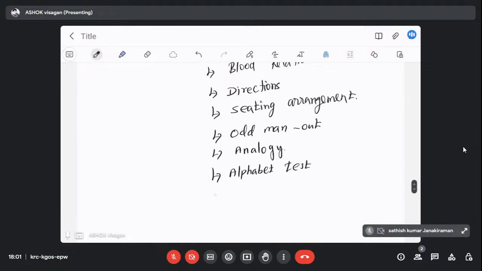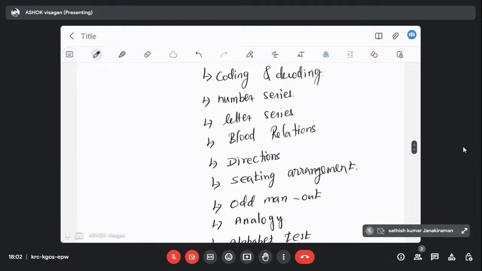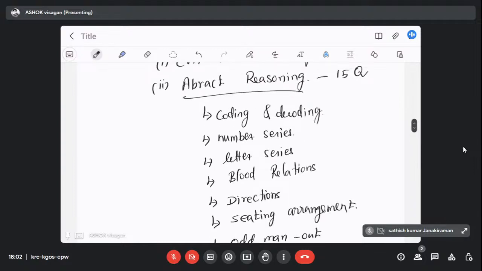The last one, I told you, is visual reasoning. Under this visual reasoning, we recalled counting the squares, counting the triangles, counting the lines in yesterday's class. And the day before yesterday, I listed out the names of the topics under visual reasoning. In this class also, I will tell you what topics will be covered under visual reasoning. And now we'll start with coding and decoding.